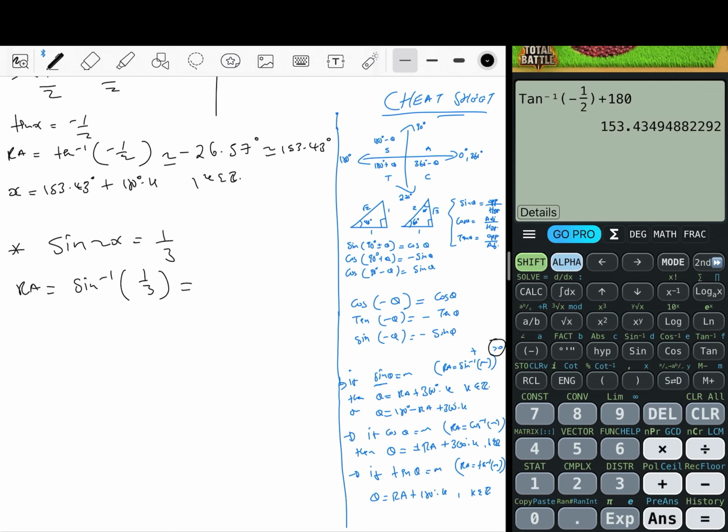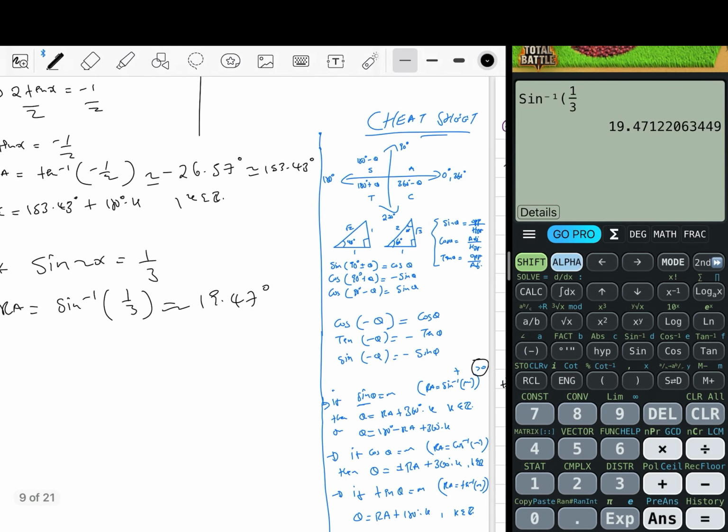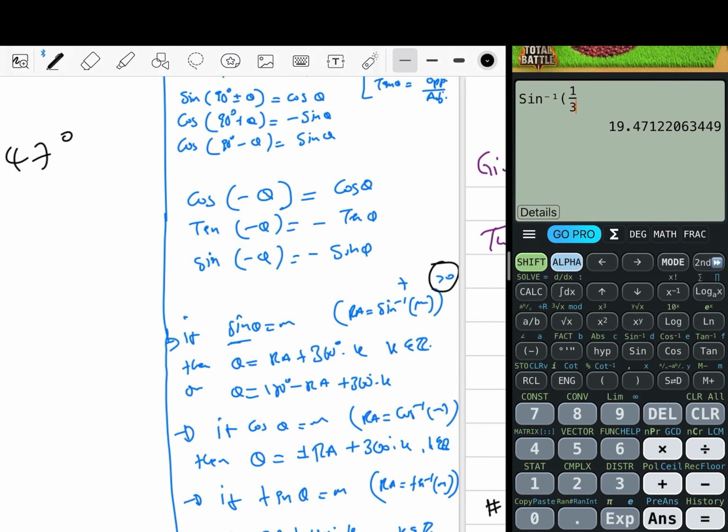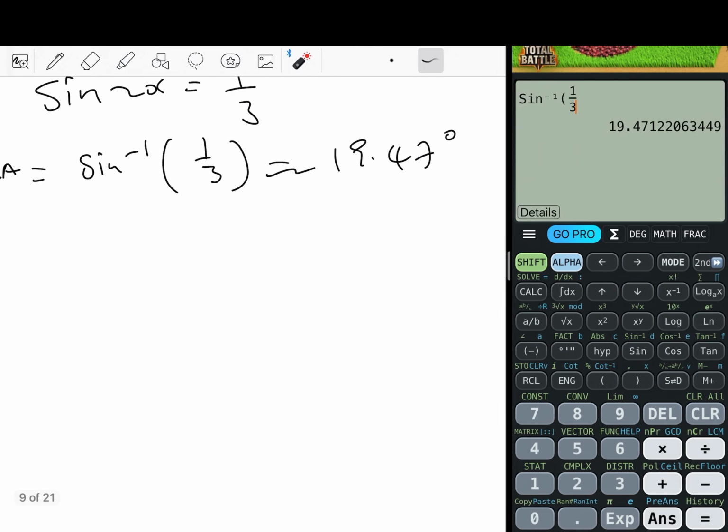And again, how do you calculate an inverse? You say shift sine 1 over 3. So this is approximately 19.47 degrees. This is positive, so the reference is good. And then what do we say? If it's sine, we have two general solutions. So you have this or that. So you write that down.